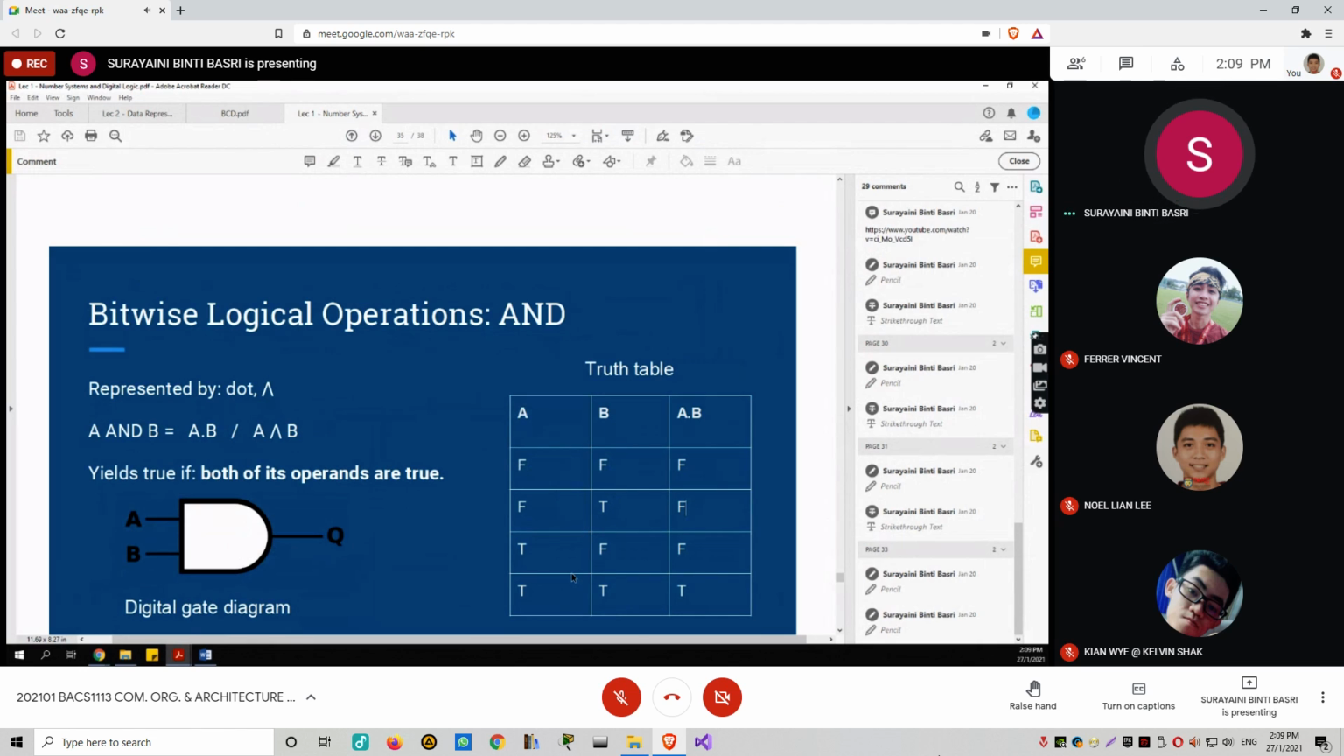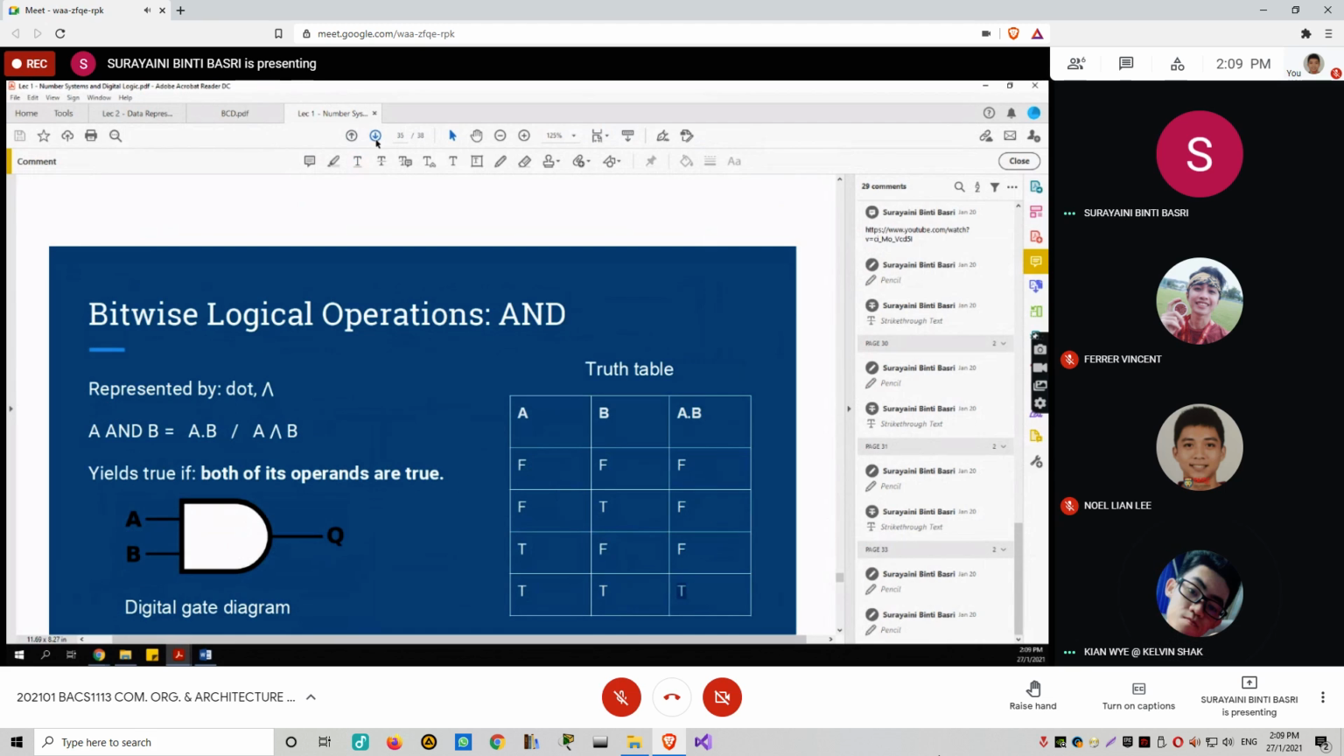In the next example, A is T and B is F. So the answer is also F because there's an F in one of them. So only when both are true is the answer true. Okay, so far okay?